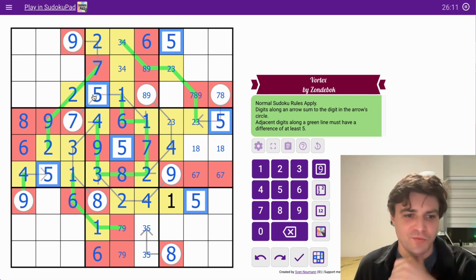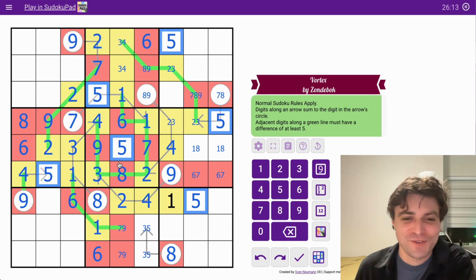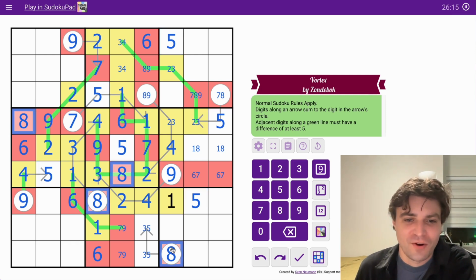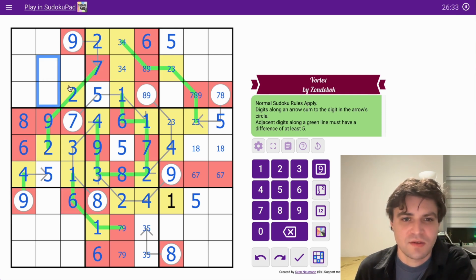But we haven't run out fast enough for that to be useful. I don't see where the last 5 goes. Are there any other digits that are close to being filled in completely? It looks like 8 is not going to be so much help. 7, it looks like 7 is not going to be so much help. 6, I guess we have a lot of 6s. This region of 6 needs to go here or here.